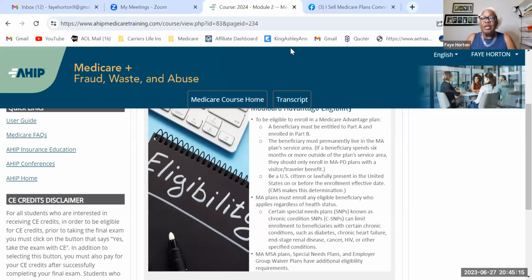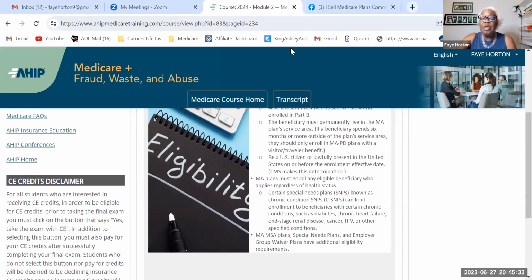They must be a United States citizen or lawfully present in the United States on or before the enrollment effective date, and CMS makes this determination. Medicare Advantage plans must enroll any eligible beneficiary who applies, regardless of health status. You may not ask any health questions.